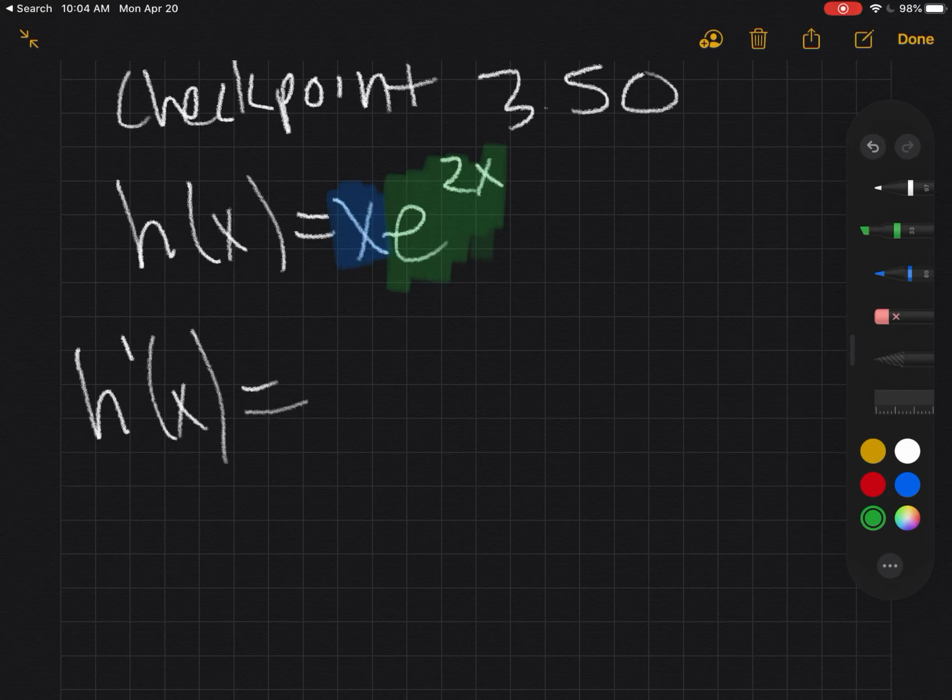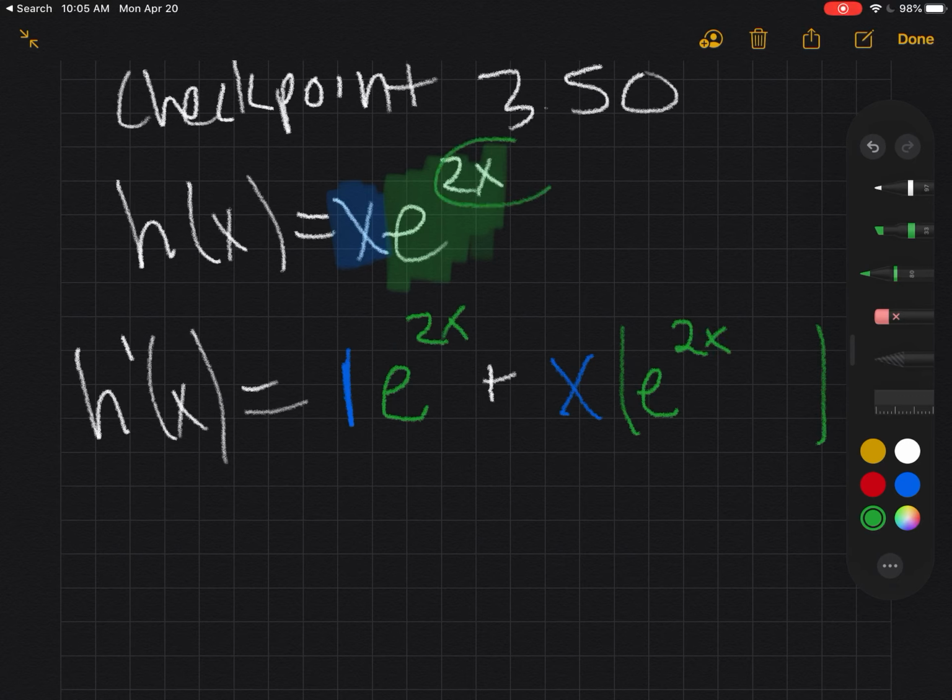So h prime of x, first I'm going to apply the product rule. So that's going to give me, let's go ahead and highlight. So we have this blue function, and we have this green function. So the product rule tells me I'm going to take the derivative of the blue, which gives me just 1, and multiply by the green. And I'm going to add to that the blue function times the derivative of the green function.